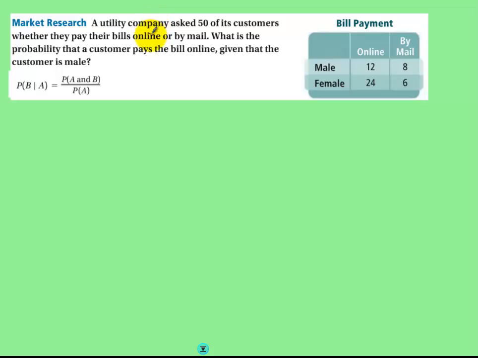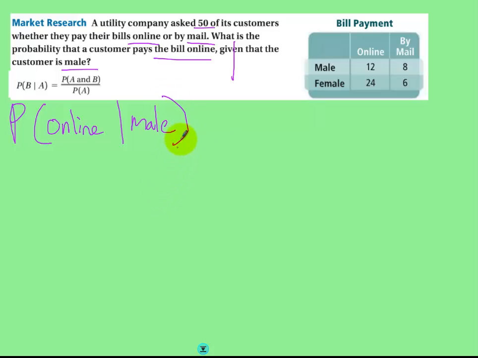So let's look at additional examples. A utility company asks 50 of its customers whether they pay their bills online or by mail. What is the probability a customer pays the bills online given that the customer is male? So that "given" helps you out there. You want to find the probability that they pay online given male. I can use my table here, or I can use my new formula. That's going to be the probability of A and B, so online and male, over the probability of male. So I'm going to use my formula here.